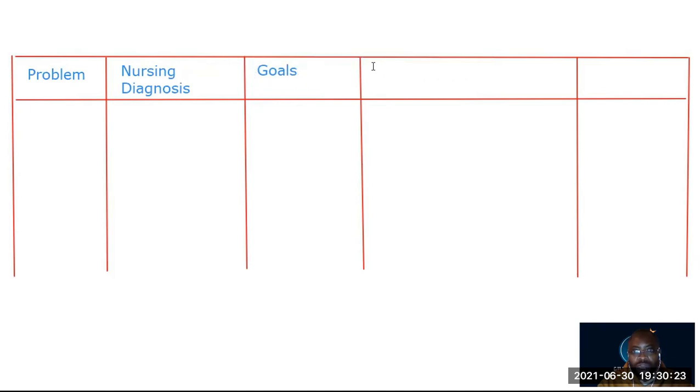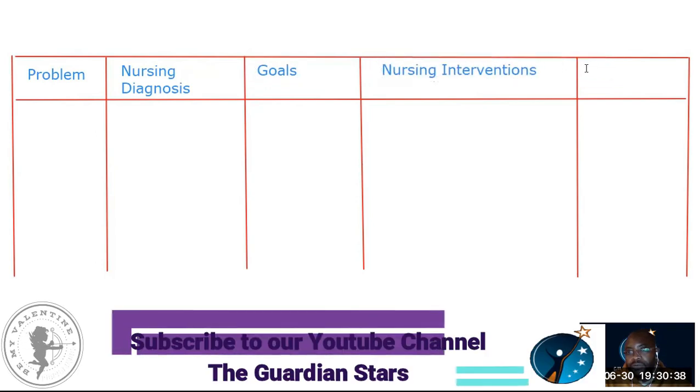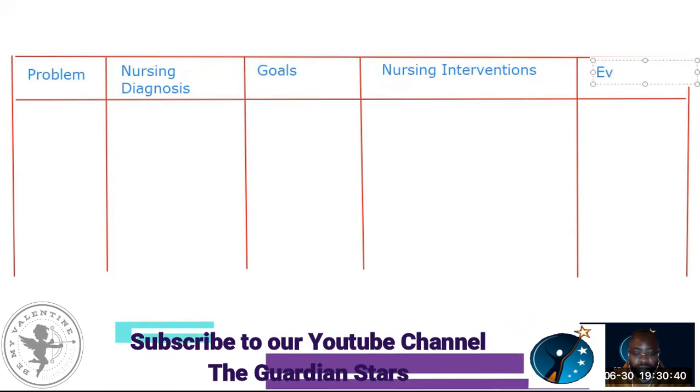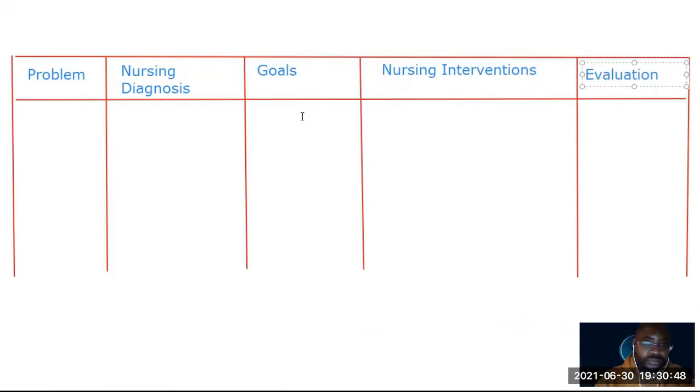Then you can write your nursing interventions here. Then you can write your duration at the end. Good. So, these are the components of the nursing care plan, and this is how it's supposed to come out. But there's something that I have left out here.